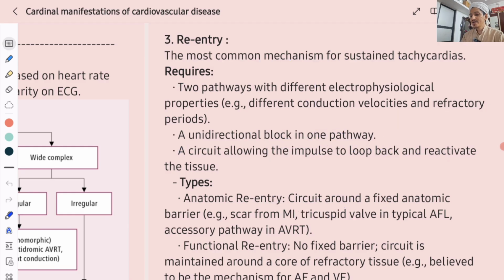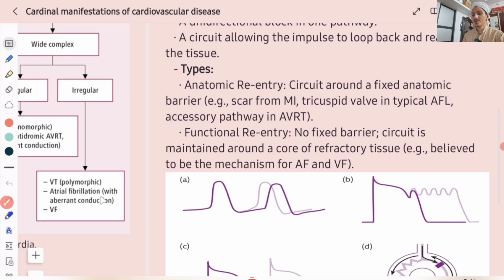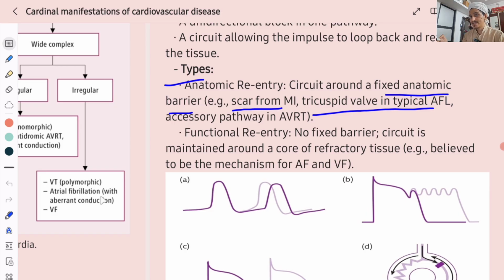So this re-entry can be anatomic or functional. Anatomic meaning there is some tissue which is utilized for re-entry. Functional re-entry is nothing but there is no tissue, but there is functional re-entry. Anatomic re-entry is a circuit around a fixed anatomic barrier, for example a scar from previous MI, or the tricuspid valve in typical atrial flutter, so that circuit can be around the walls, or an accessory pathway in atrioventricular tachycardia. So it can be a scar, it can be a wall, or it can be an accessory pathway.